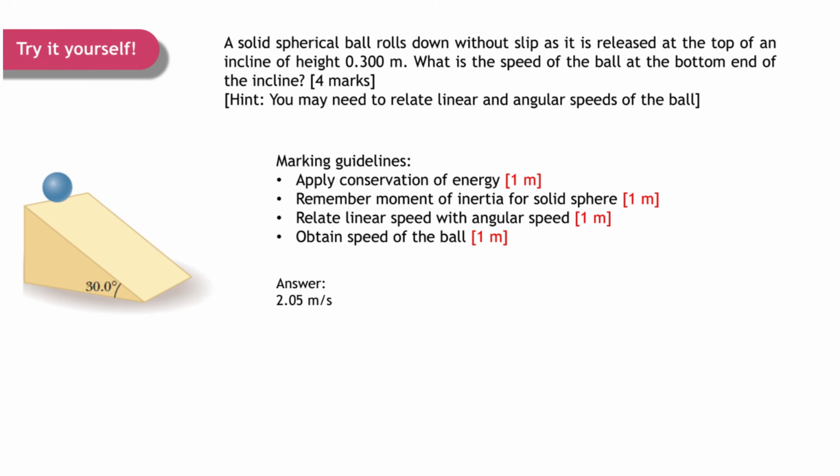This question combines conservation of energy with rotational motion. As the sphere rolls down without slipping, its gravitational potential energy is converted into both translational and rotational kinetic energy. Start by writing the conservation of energy equation. Then, recall the moment of inertia for a solid sphere and use the no-slip condition to relate the linear speed to the angular speed. Finally, substitute everything into the energy equation and solve for the speed of the sphere at the bottom. Give this a try before checking the answer.